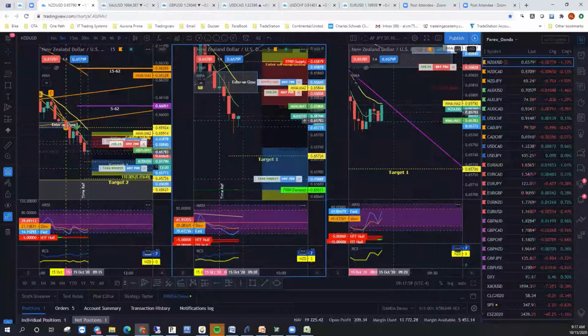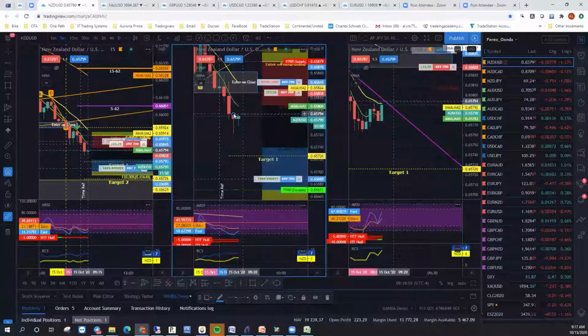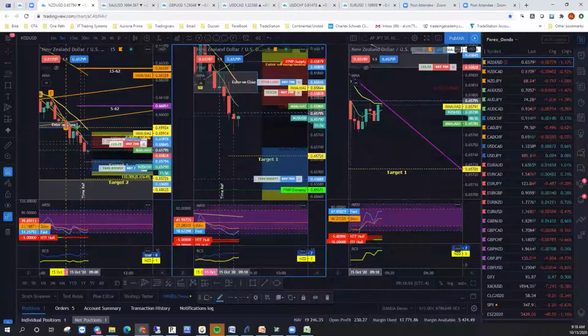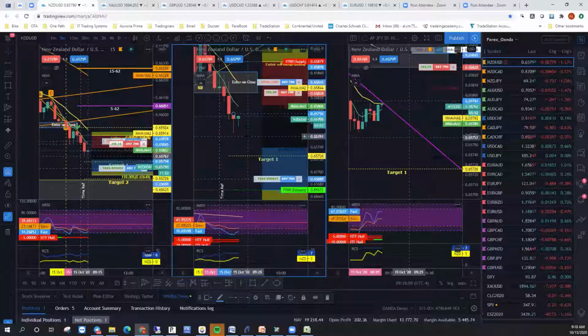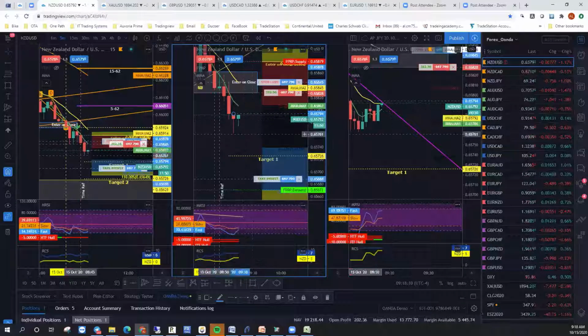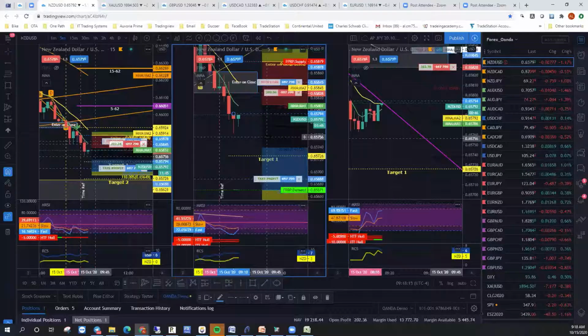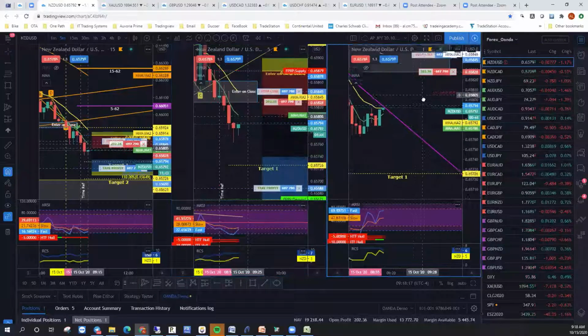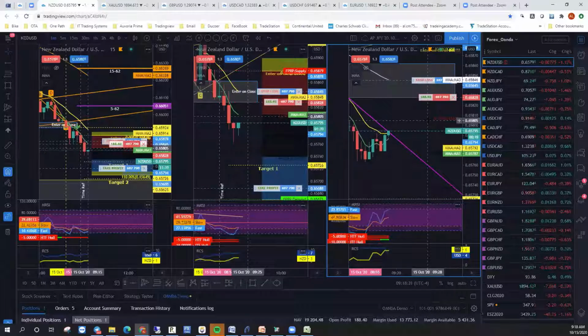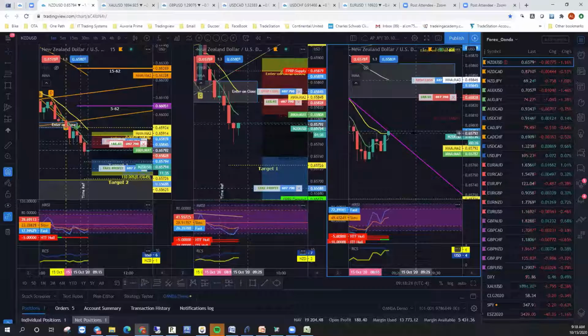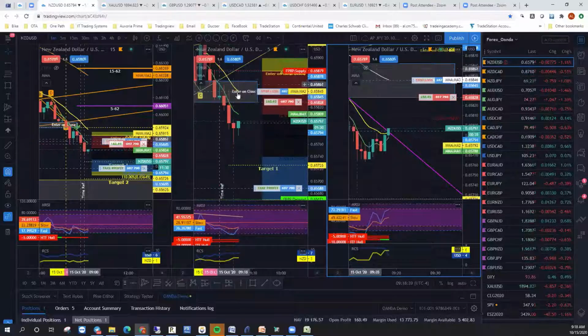If I get a close above this candle right here, I may just get out of my trade and look for a better entry. If it wicks up and comes back down, that's okay. If it closes, I may try to look for it as a possible reversal here. We still have some downward pressure on both these moving averages.